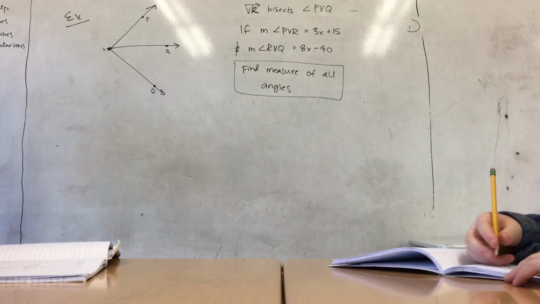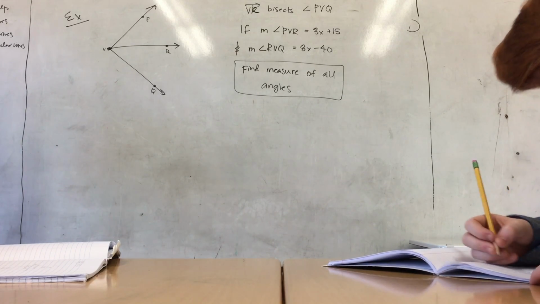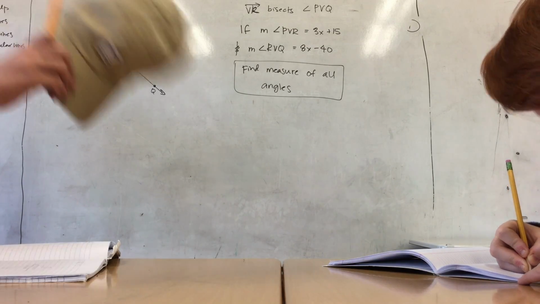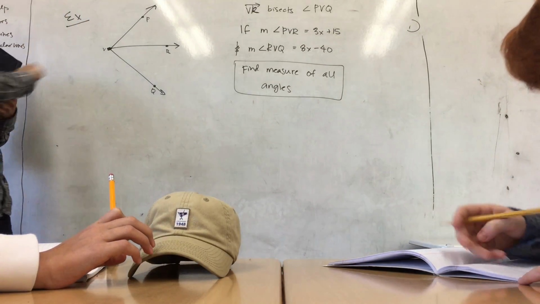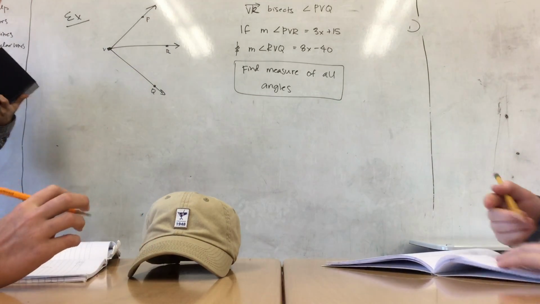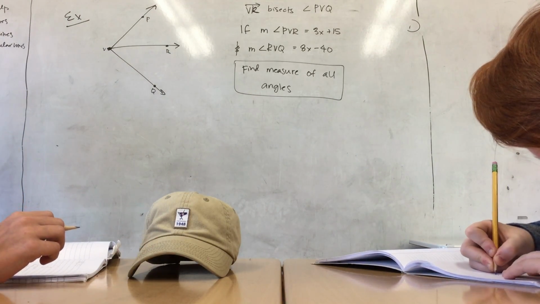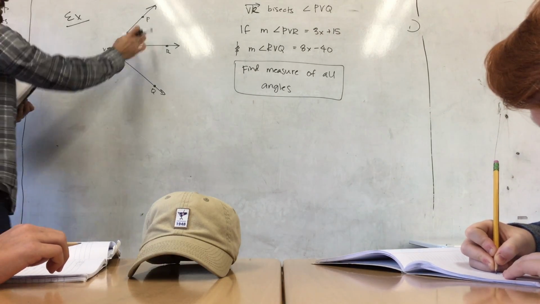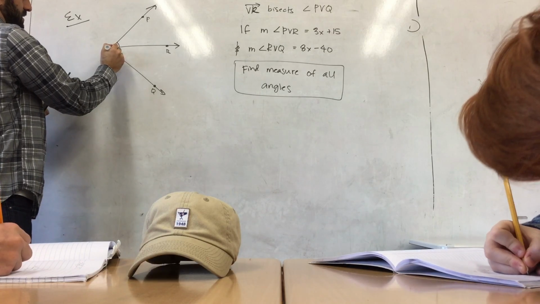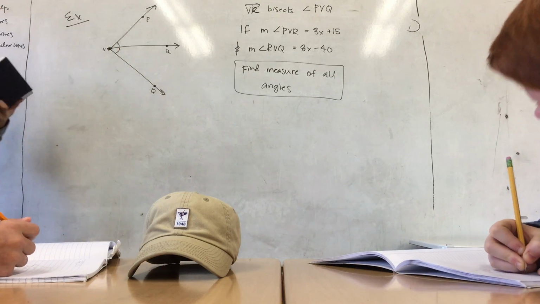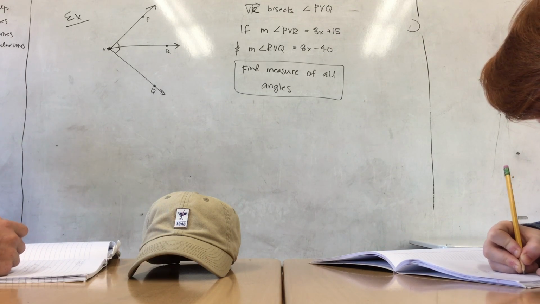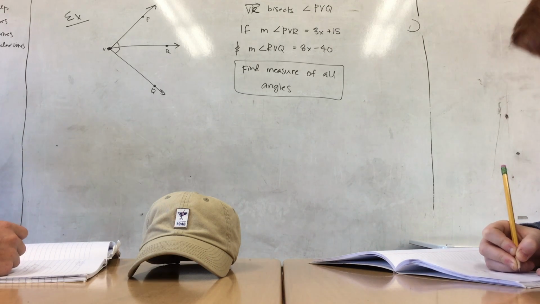We're trying to find the measures of PVR and RVP, the ones that Isaac just told us. We have 3 angles to find the measure of: PVR, RVQ, and PVQ. So we just need to find PVQ. Once you find PVQ, these are going to be the same, right? This angle is the same as this angle. Not the measure of it. I want degrees. Is it 30 degrees?